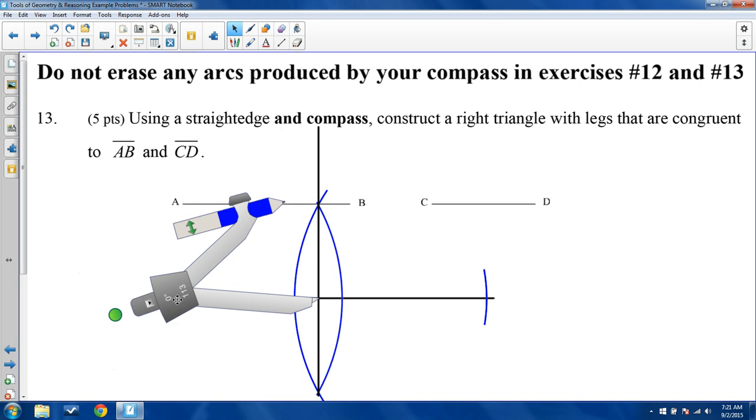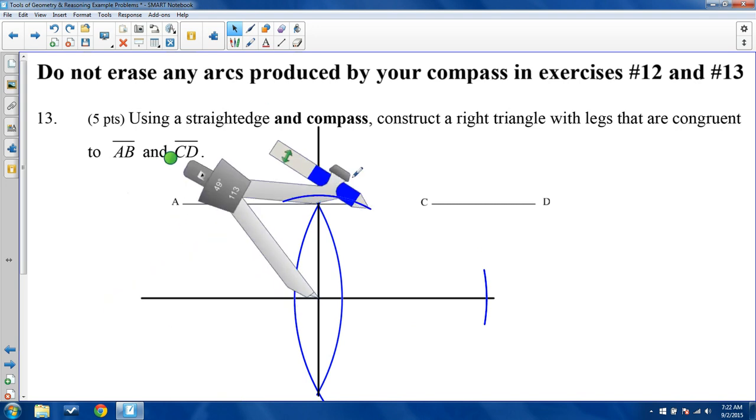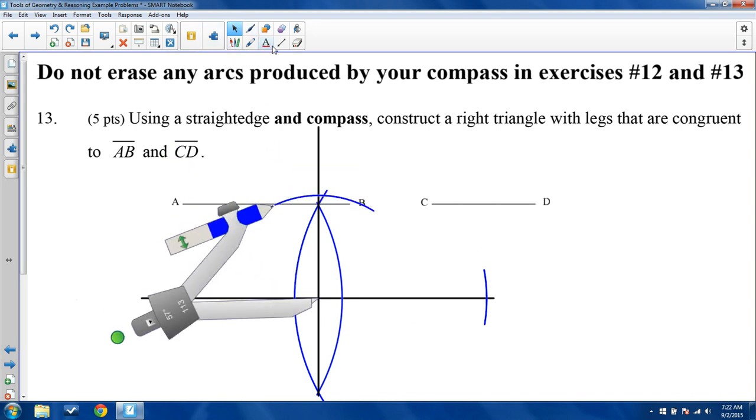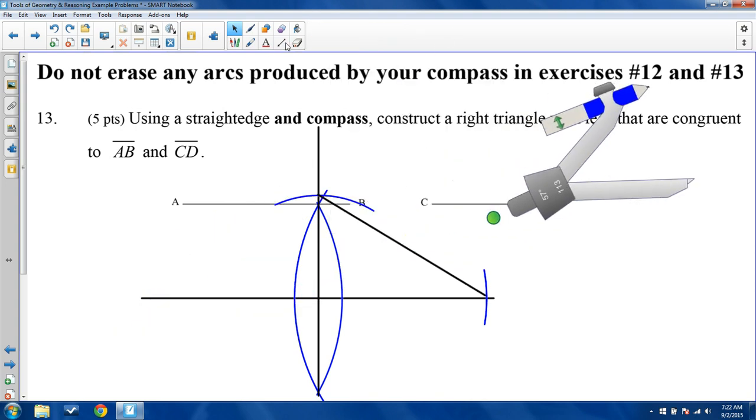Right there. So the two intersections right there will be the lengths, and I now can make my hypotenuse right there. So see what I just did here. Now I'm not erasing anything, but I will highlight where the right triangle is.